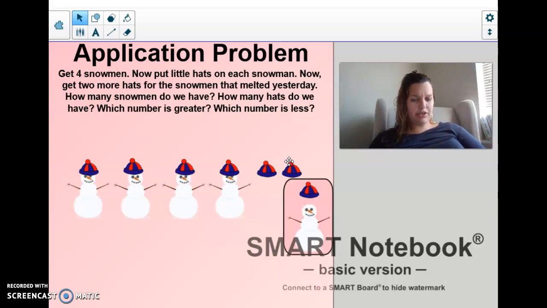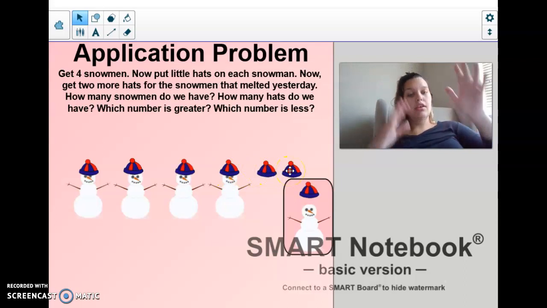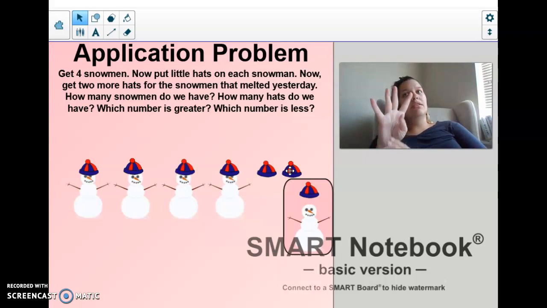So how many snowmen do we have? 1, 2, 3, 4. We have 4 snowmen. And how many hats do we have? 1, 2, 3, 4, 5, 6. So we can look at our picture, but let's think about this. 4. Do I have to count up or count backwards to go to 6? I have to count up. So I would count 5, 6.